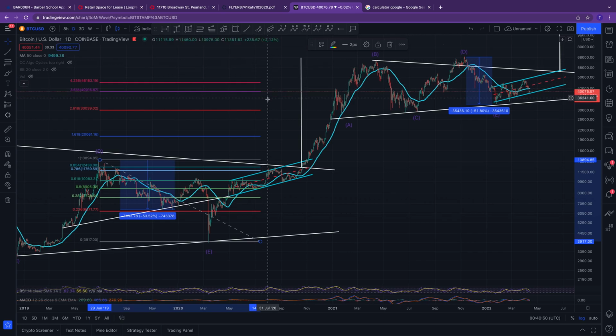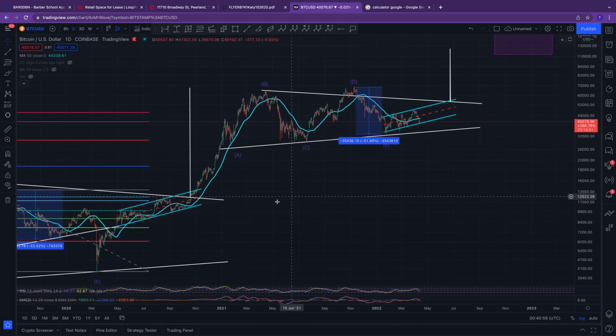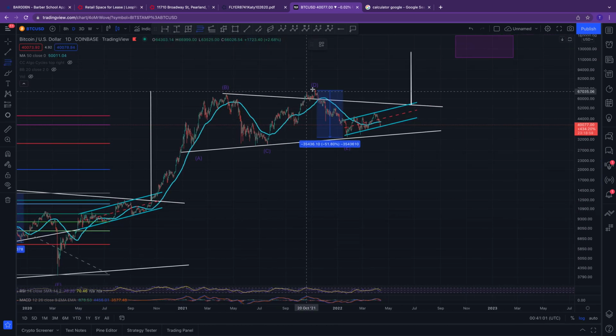And then for wave 5, which is not as bullish, but is still bullish, let's line that up just with the 2.6, right? And so let's bring that here. Take this top.